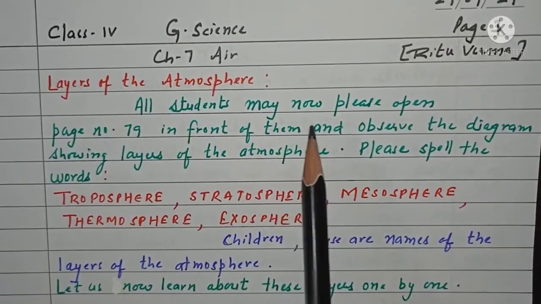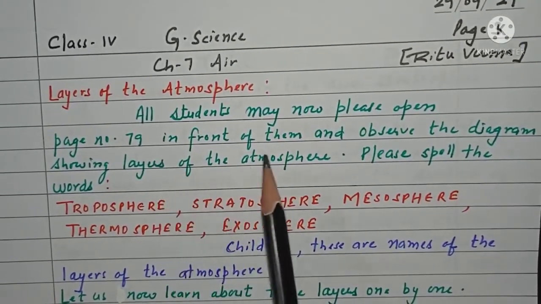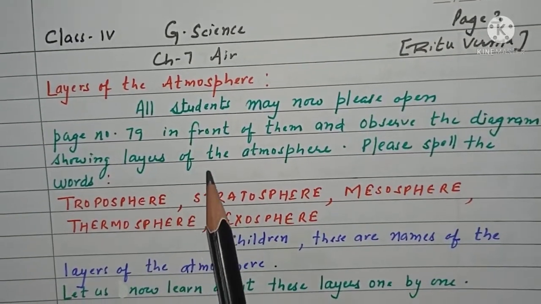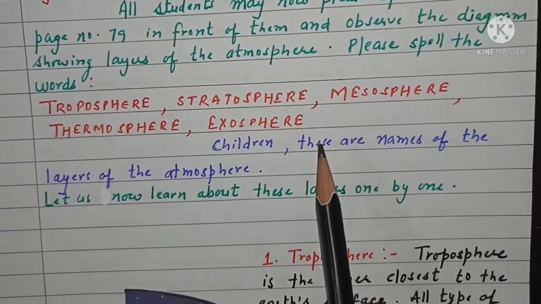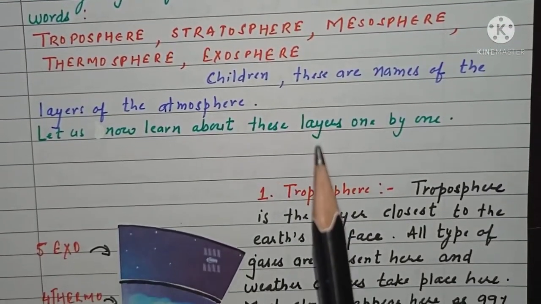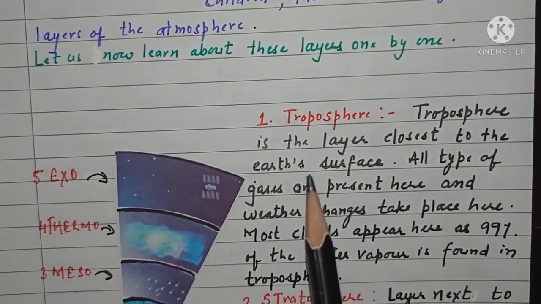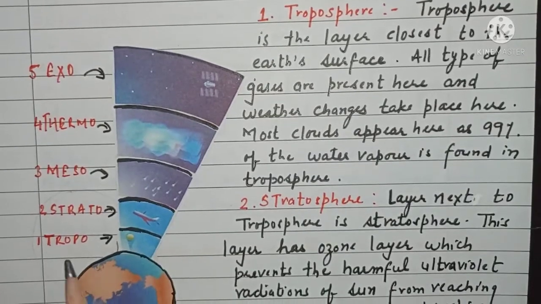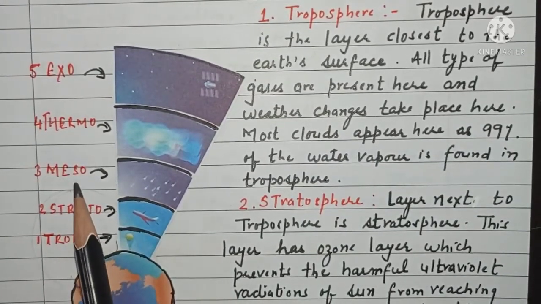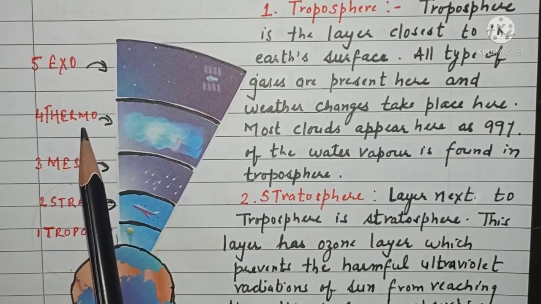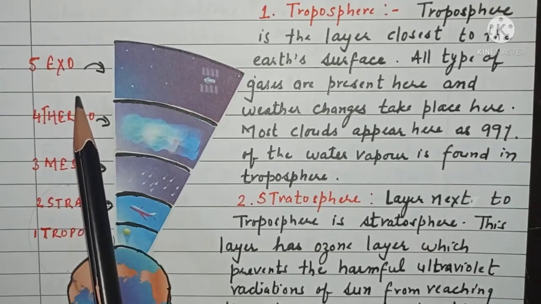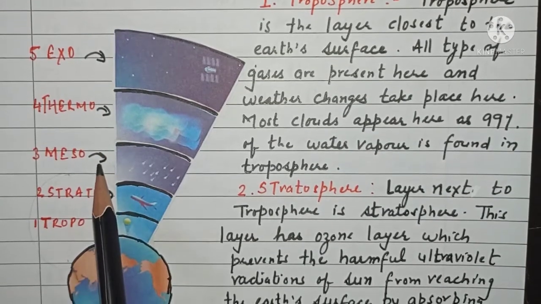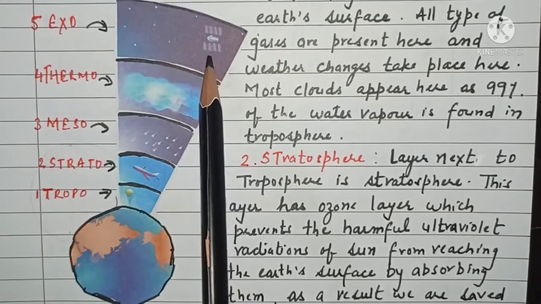All students may now please open page number 79 in front of them and observe the diagram showing layers of the atmosphere. Students, please spell the words troposphere, stratosphere, mesosphere, thermosphere, exosphere. What are these? These are the names of the layers of the atmosphere.